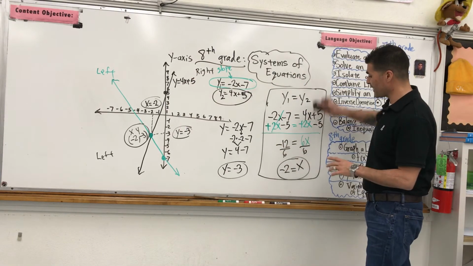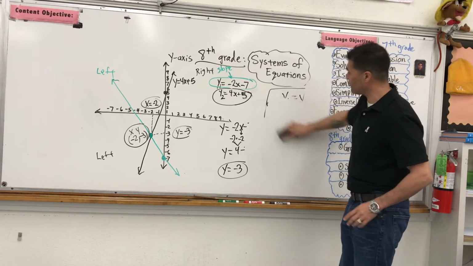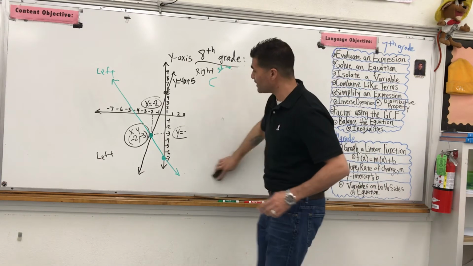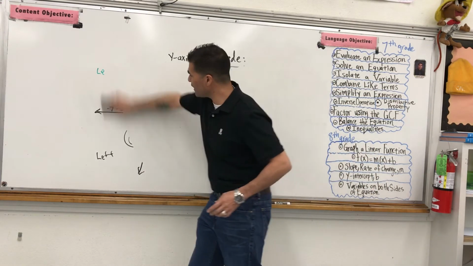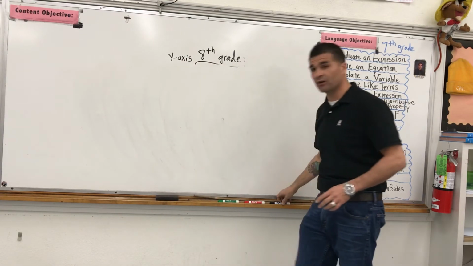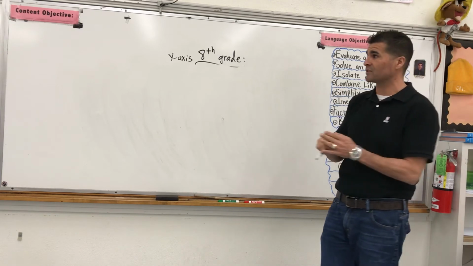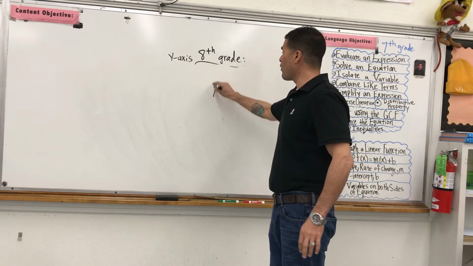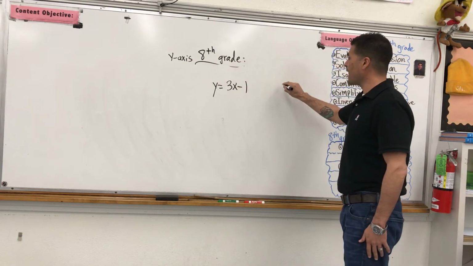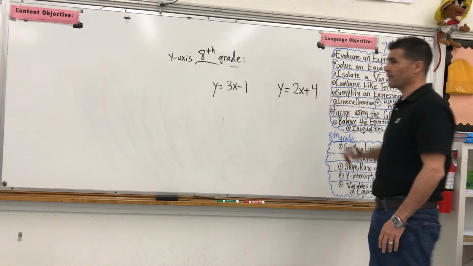So let me go ahead and let me erase this for you. And what I want to do is give you another practice problem. I want you to not graph it though. I want you to go ahead and use our new method, and I want you to see if you can still find out where the two lines are going to intersect, which is the solution, where they're going to cross. Let me give you y is equal to 3x minus 1, and y is equal to 2x plus 4.